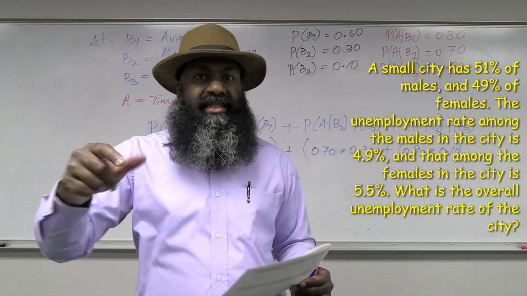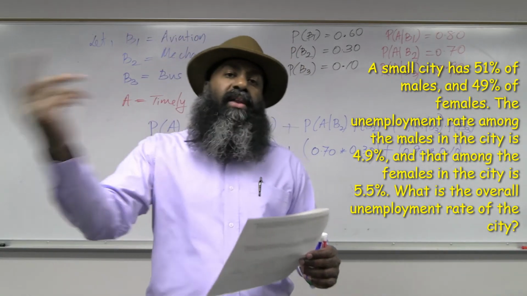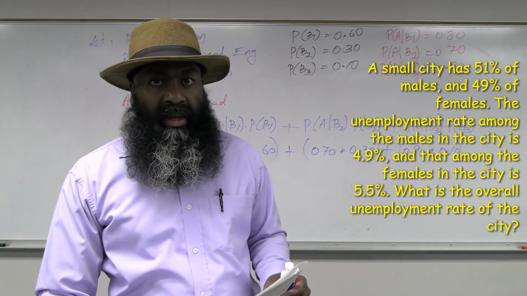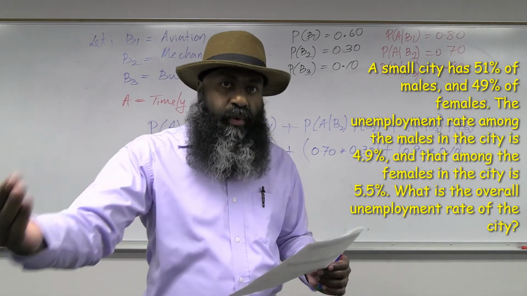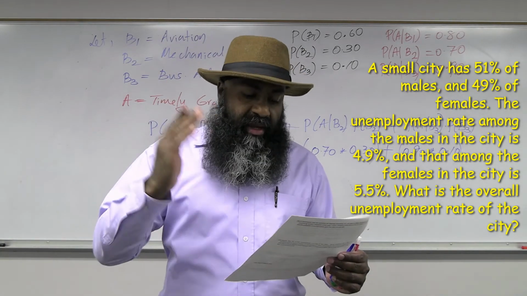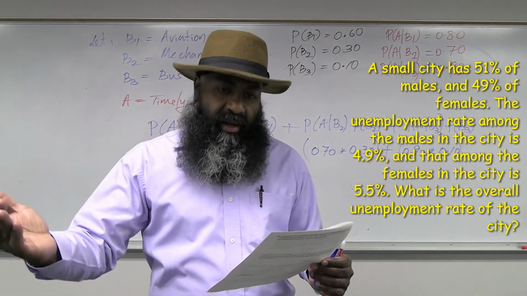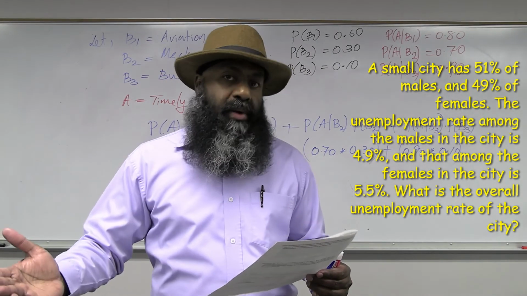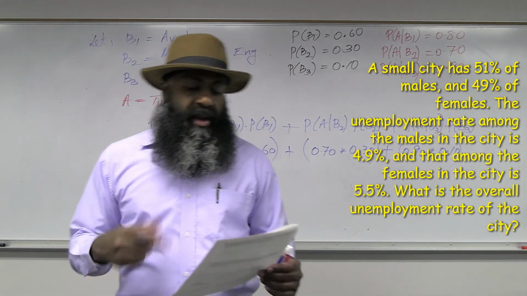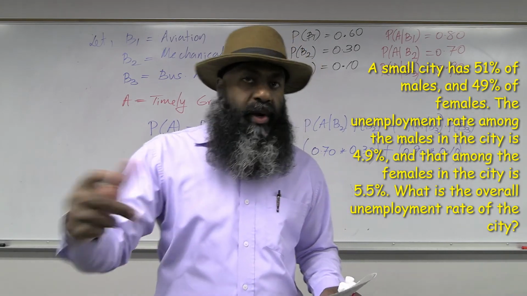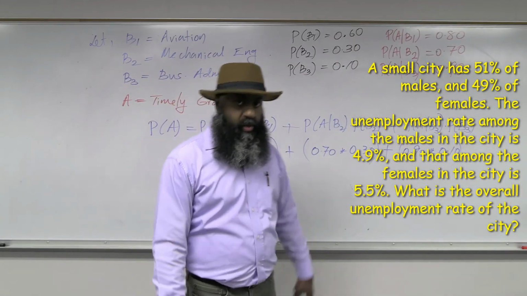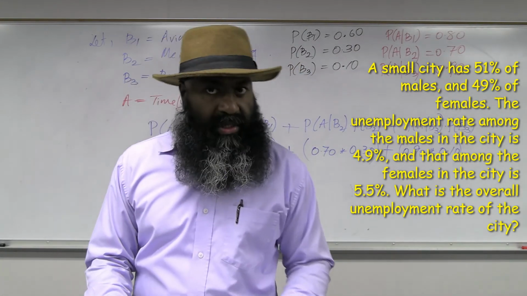So we can define B1 as the male population, B2 as the female population, and we can define A as the unemployment rate. Okay? So PB1 is 0.51, PB2 is 0.49, and PA given B1 is 0.049, and PA given B2 is 0.055. You can use that information and find probability of A using the total probability rule. So PA will be equal to PA given B1 times PB1 plus PA given B2 times PB2, and that's all you have for that question.